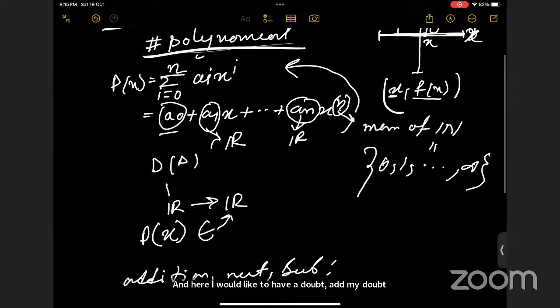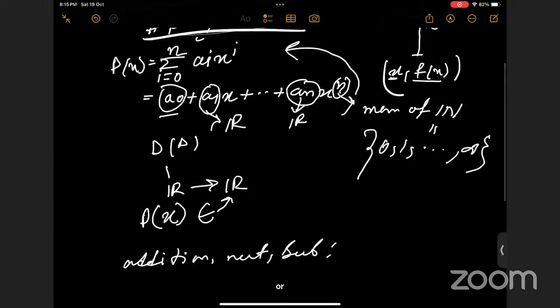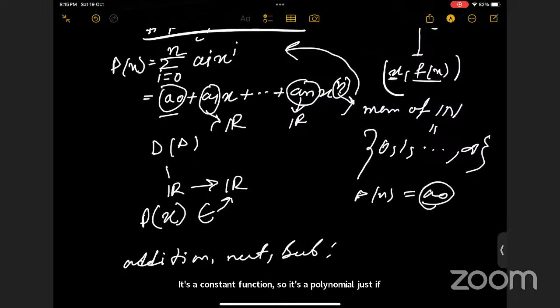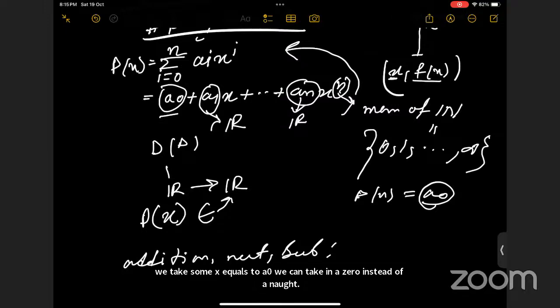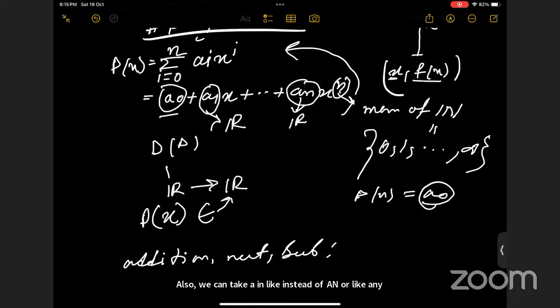Is zero a polynomial, only the integer zero, or a monomial, can we say? Yeah, we can say. But the degree of zero is in fact not defined, right? Yes, zero is a polynomial, but the degree is not defined. It's a constant function, so it's a polynomial. If we take p(x) equals a naught, we can take a zero instead of a naught. Also, instead of a_n or anything, we can take zero. So zero is a polynomial, but the degree is not defined. Yeah, you are completely correct.